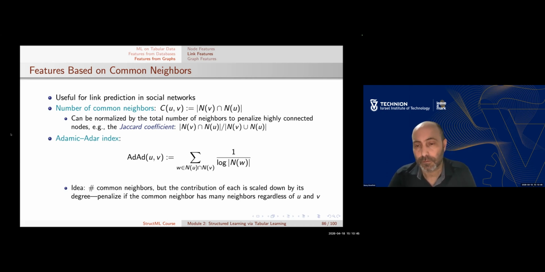A generalization or a variant of that is the Adamic-Adar index, where you basically count the common neighbors. W is a common neighbor, but you penalize the contribution of a neighbor W if it has many neighbors of its own. So you divide its contribution by the log of the number of its neighbors. Remember that W has at least two neighbors, so this is well defined. So that's another measure.